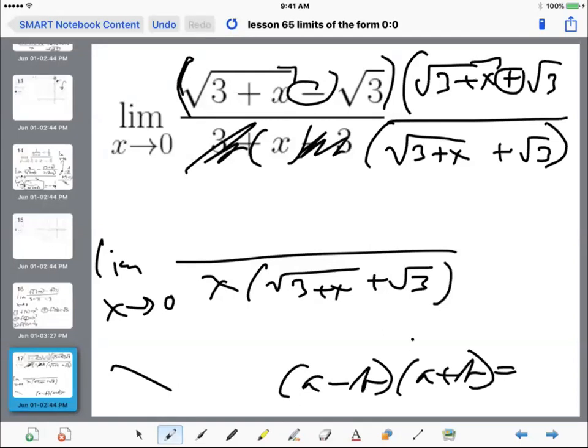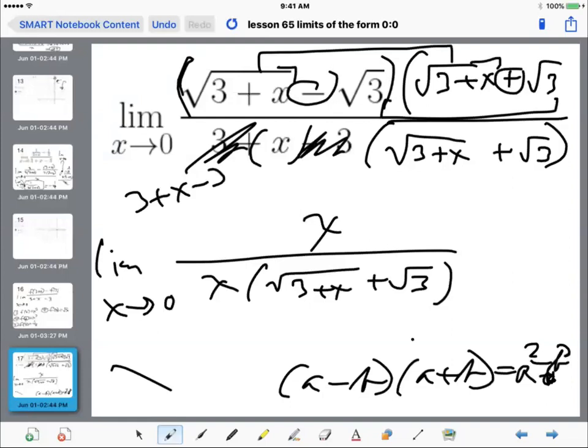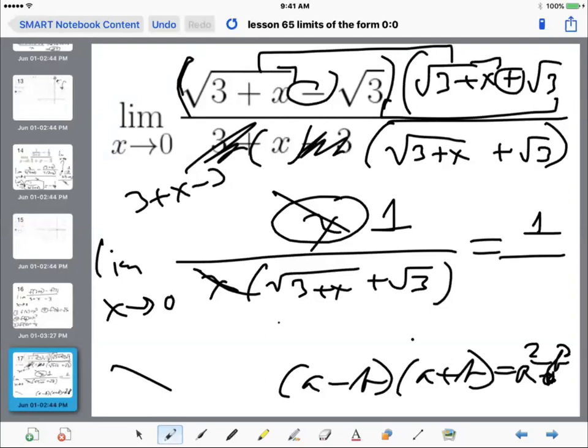That's right. Those people who wrote x, that is what the numerator becomes, because a minus b times a plus b is a squared minus b squared. So this becomes 3 plus x minus 3, which is x. And that x cancels out with this x. Now we have a constant in the numerator. Now we can plug 0 into the denominator and get 1 over radical 3 plus radical 3, which is 1 over 2 radical 3. And that's the answer to that question.